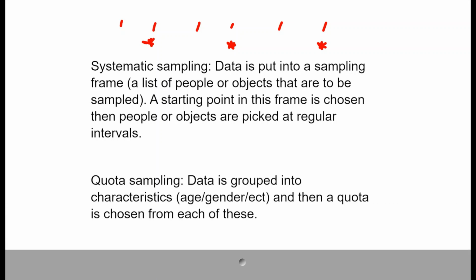And the final one is quota sampling. Data is grouped into characteristics, so that could be age, gender, and stuff like that, and then a quota is chosen from each. So that does mean that if you are talking about, say, gender, the same amount of males or females may be picked.